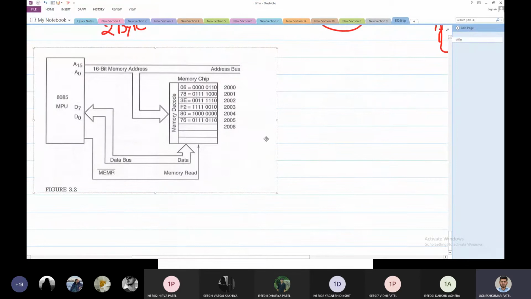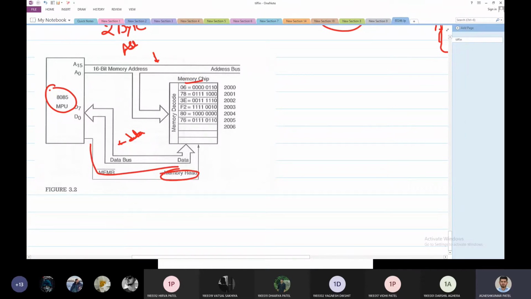I hope this figure is visible to everyone. Yes, sir. Okay. Now there are some basic features of this figure that I'll explain. This one is the address bus. This is my address bus. This is my data bus. This is 8085. This is a memory chip, and there is a control signal. The name is memory read signal.